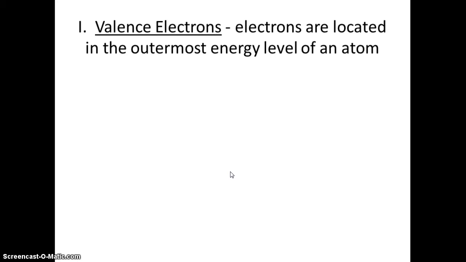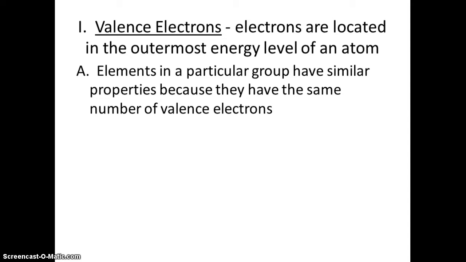Valence electrons. We talked about in the last chapter the electrons that were in the outermost shell of the atom, and that now has a name for it, and those are called valence electrons. Valence electrons are electrons that are located in the outermost energy level of an atom, so the very last shell. Elements in a particular group have similar properties because they have the same number of valence electrons. So if you have the same number of valence electrons, that is because you will end up being in the same group.